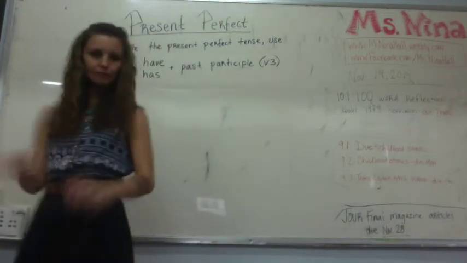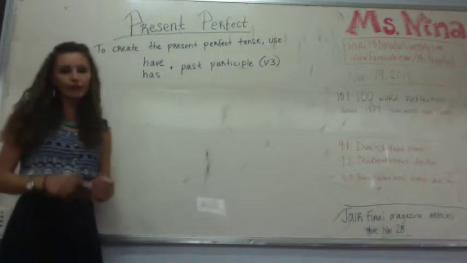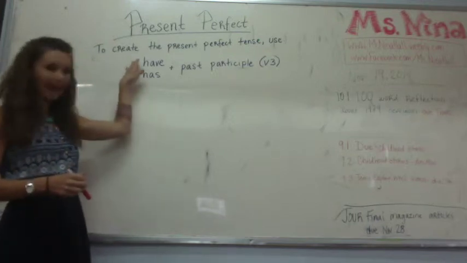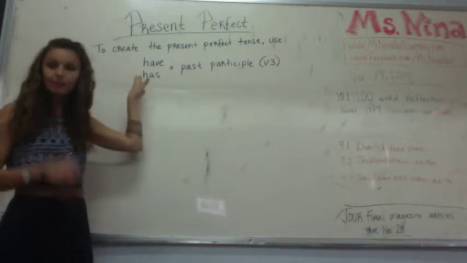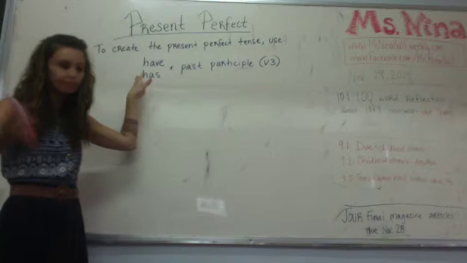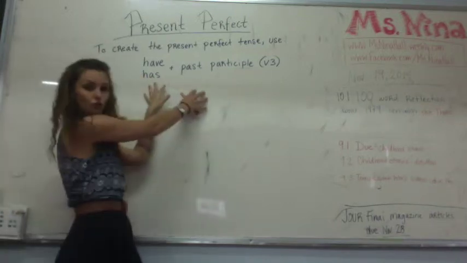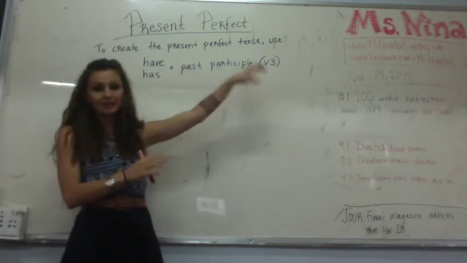Here we are, present perfect. To create the present perfect, use the present tense of have. So you use have or has, depending on the conjugation, right? Plus the past participle. So these two verbs together create the present perfect tense.